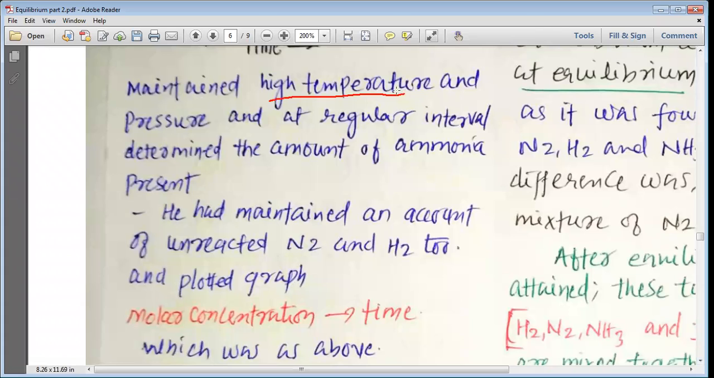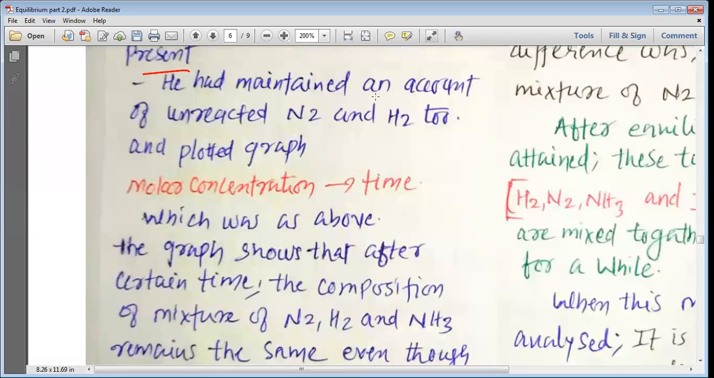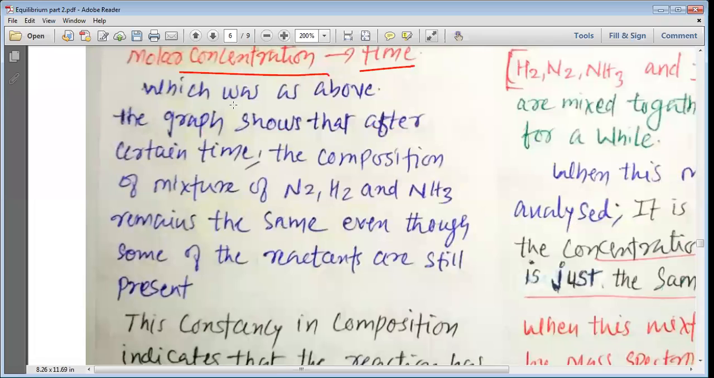When we maintain high temperature and high pressure, at regular intervals we determine the amount of ammonia present. So this scientist Haber did this experiment, and what he did, he allowed the nitrogen and hydrogen to react with each other at high pressure and high temperature, and from time to time he tried to find out the amount of ammonia that has been produced during this reaction. He maintained an account of the unreacted nitrogen and hydrogen gas too, and plotted a graph of molar concentration versus time, which we have seen above.